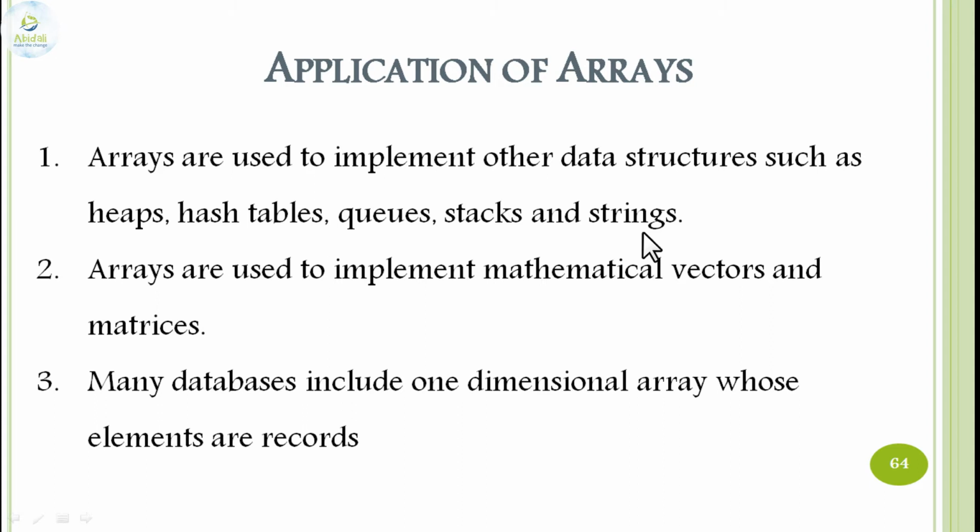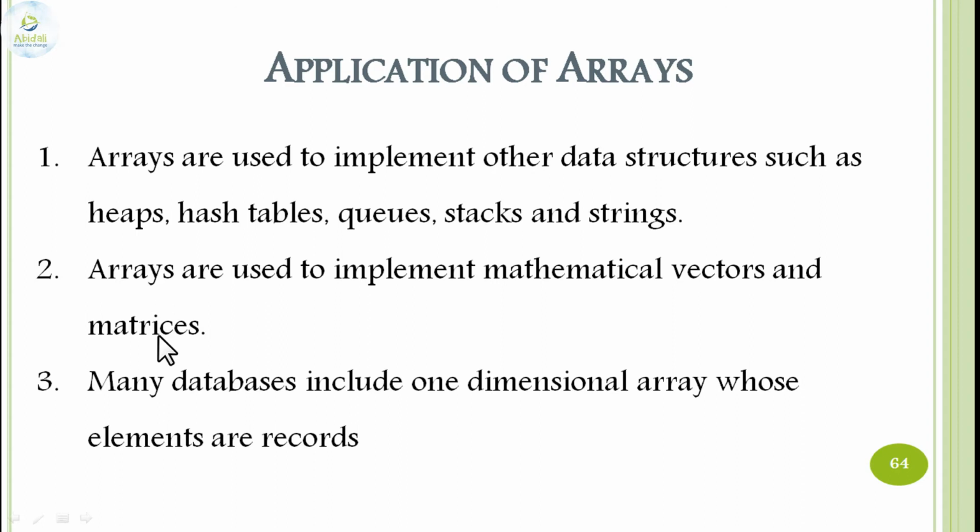You already know about the strings. So a string is a collection of characters. In C++, a string is implemented as an array of characters. So the arrays can also be used to implement heaps, hash tables. Okay, as I told you, queues, stacks and strings. Arrays are used to implement mathematical vectors, okay, and matrices also.